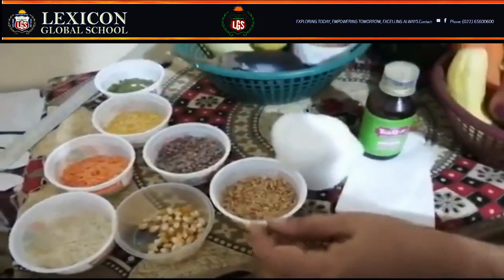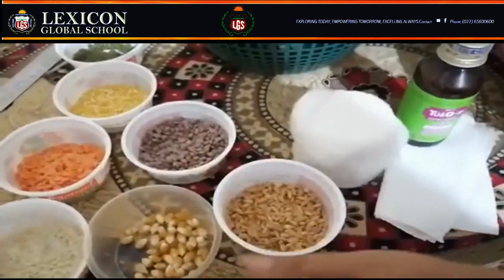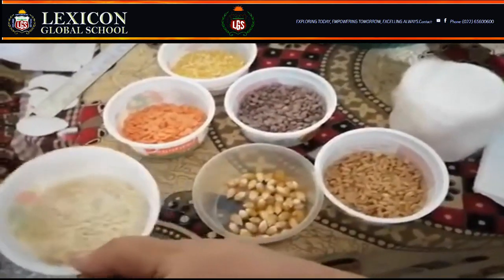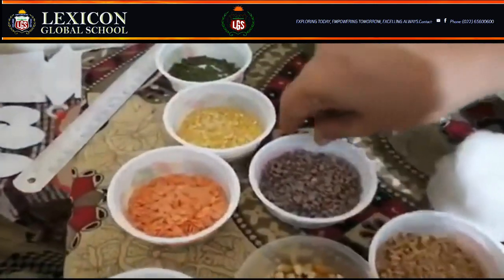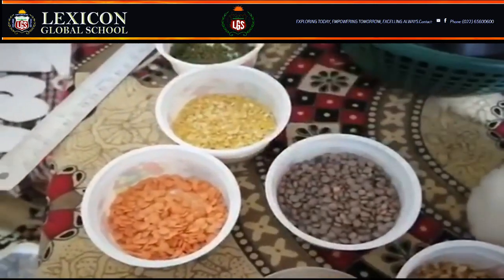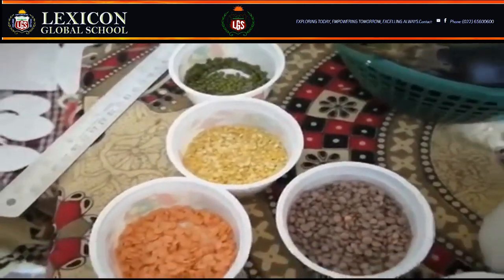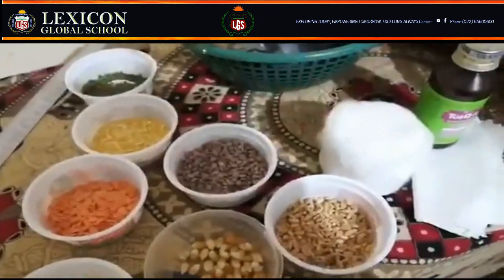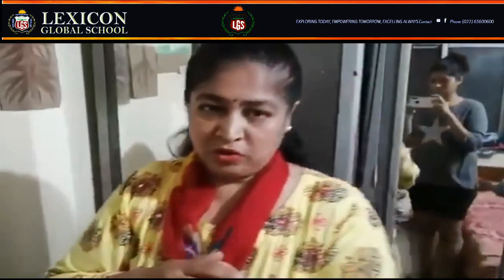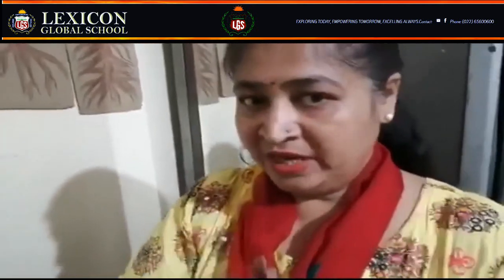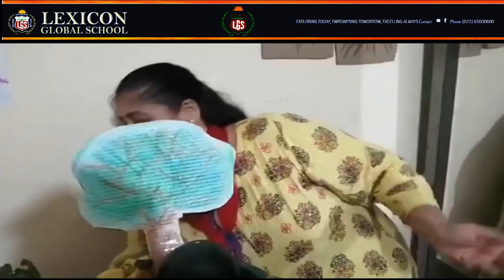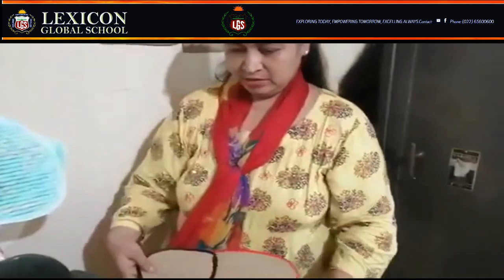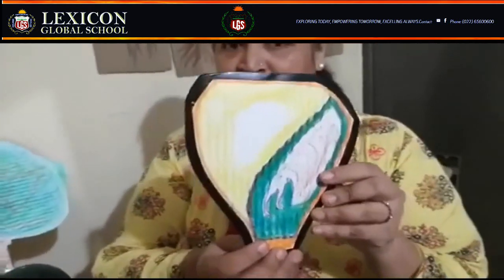In monocotyledon, we get wheat, corn, rice and many other things. While in dicotyledon, we get masoor, moong, chawli and many other things. Now I will explain you about monocotyledon. Okay, for that I have made one picture. Here is a monocotyledon seed.